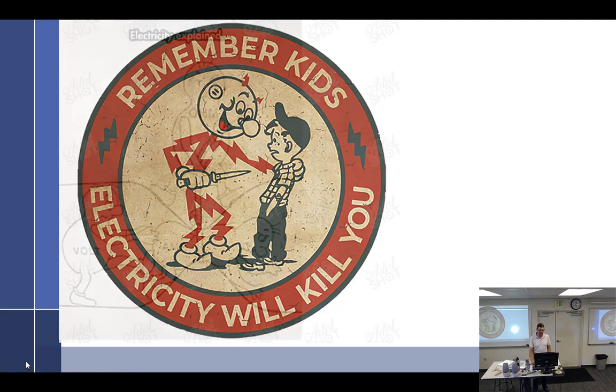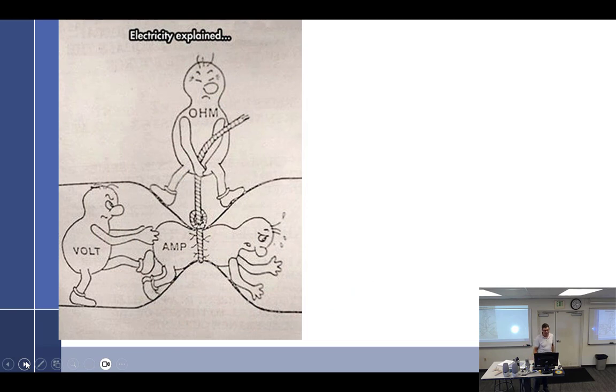So, all right, electricity in one slide. The volt, the amp, and the ohm, which is resistance. A volt is the pressure that pushes. Amp is what is actually moving, and ohm is resistance to that movement.